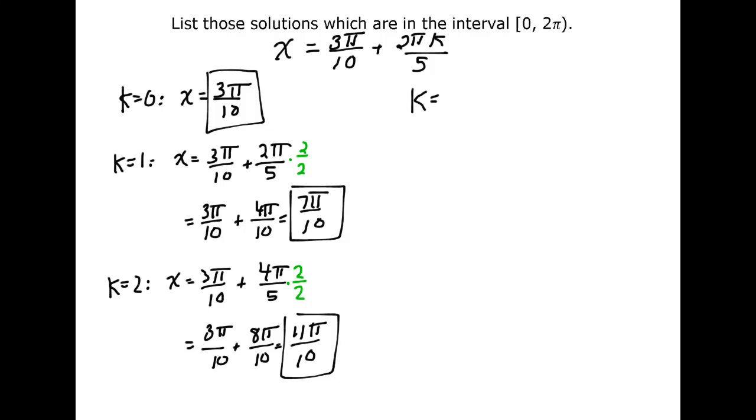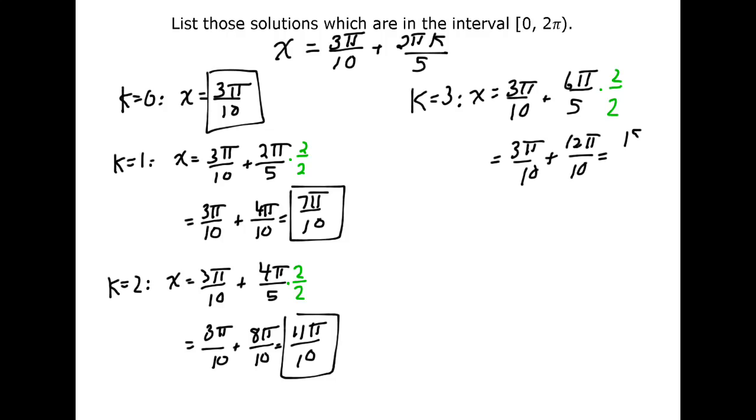How about when k is 3? Then I'd have 3 pi over 10 plus 6 pi over 5. Multiply by 2 halves there. And we have 3 pi over 10 plus 12 pi over 10, or 15 pi over 10. 15 pi over 10 does reduce though, doesn't it? Let's reduce that to 3 pi over 2. Okay, so we have 3 pi over 2.